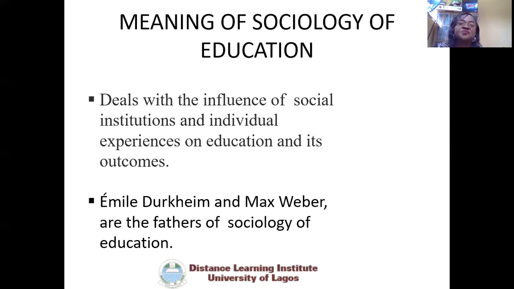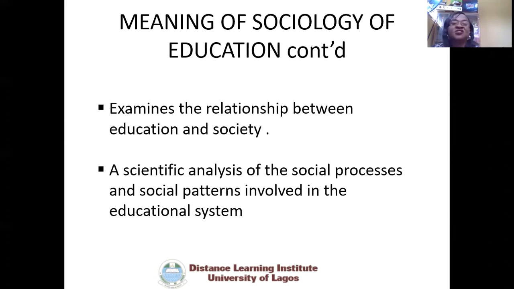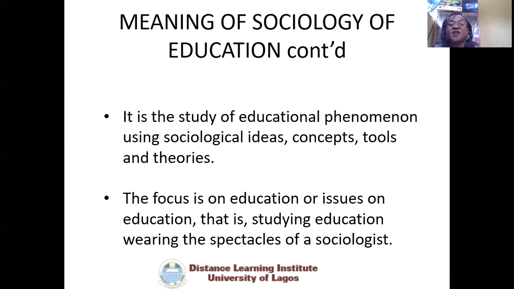What then is sociology of education? Sociology of education deals with the influence of social institutions and individual experiences on education and its outcomes. It examines the relationship between education and the society. It is a scientific analysis of the social processes and social patterns involved in educational systems. Sociology of education is the study of educational phenomena using sociological ideas, concepts, tools, and theories. Its focus is on education or educational issues. That is, studying education wearing the spectacles of a sociologist.